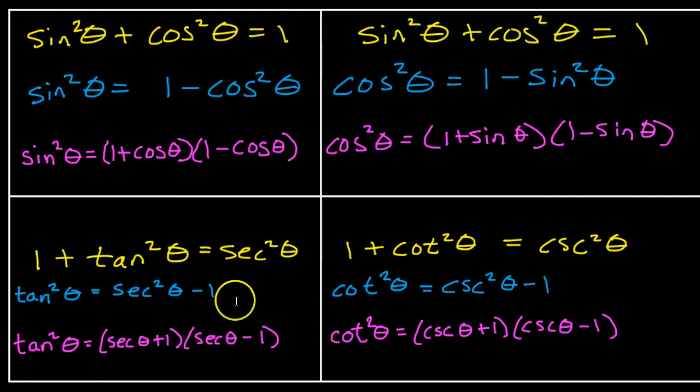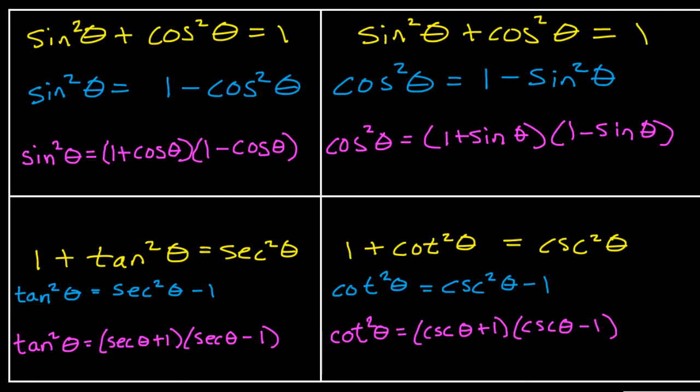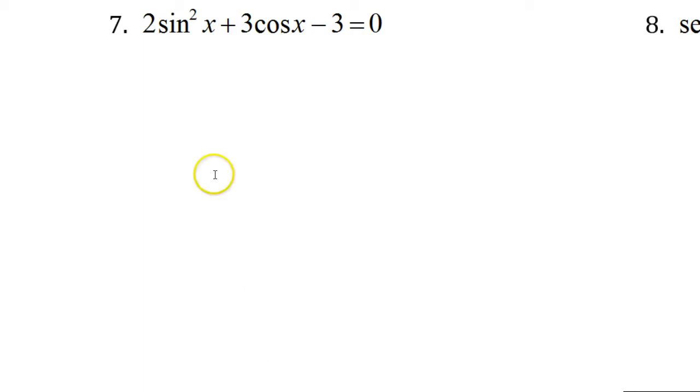We can use these identities to convert back and forth between sine and cosine and secant and tangent, etc. In this case, I see sine squared x right here. Looking at my notes, I see that sine squared theta is equal to 1 minus cosine squared theta. So I should be able to make that substitution here. Instead of sine squared x, I should be able to put 1 minus cosine squared x.